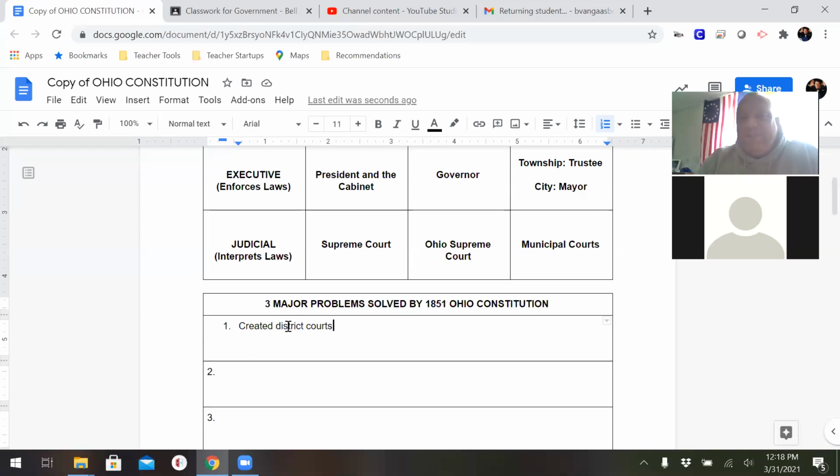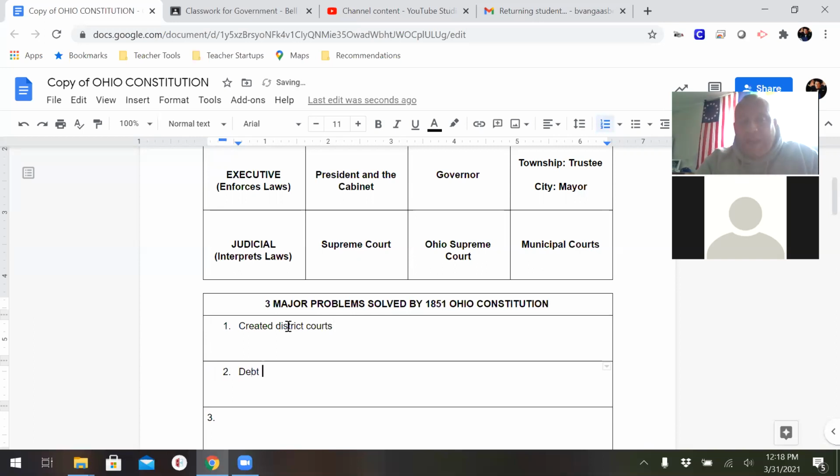So it kind of divvies up the load of the courts, if you will, and allows for the state Supreme Court to work specifically on court cases that are a little bit larger, that have kind of gone up the line, that have been appealed to the Supreme Court, and not have to decide local issues and problems. So that's one of the things that they did in 1851, is they created district courts to alleviate the overburdening of the judicial branch.